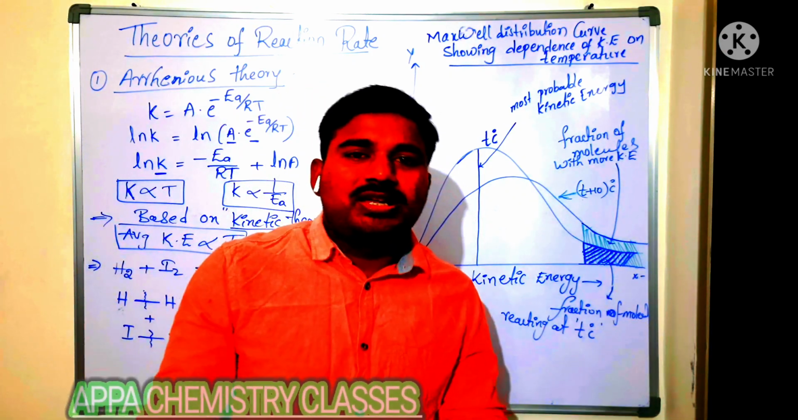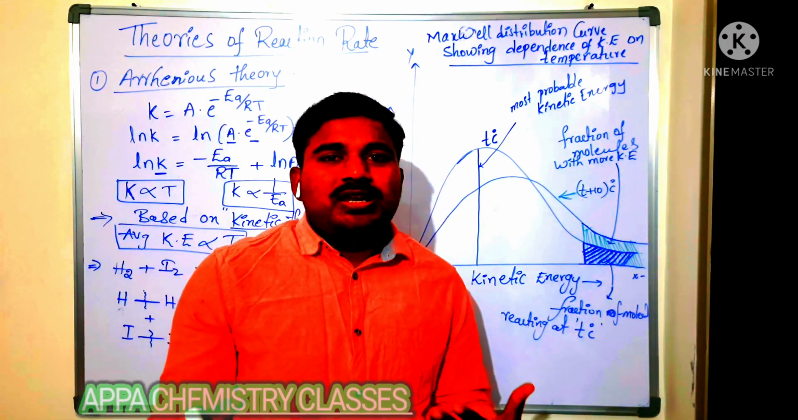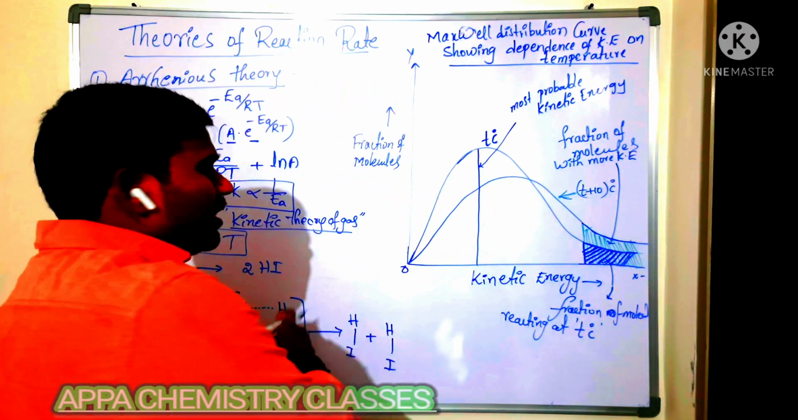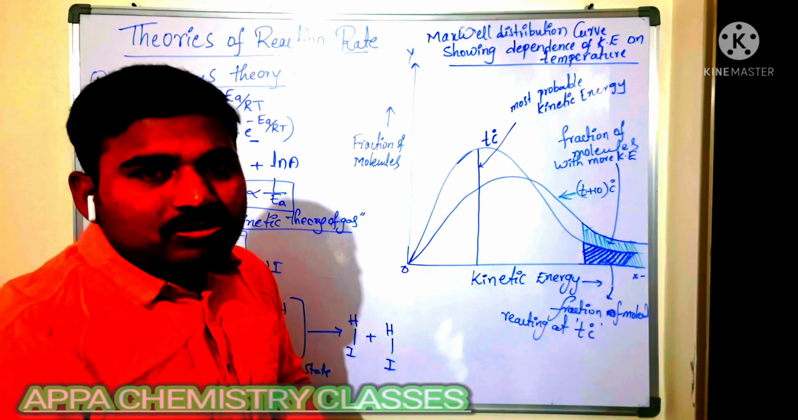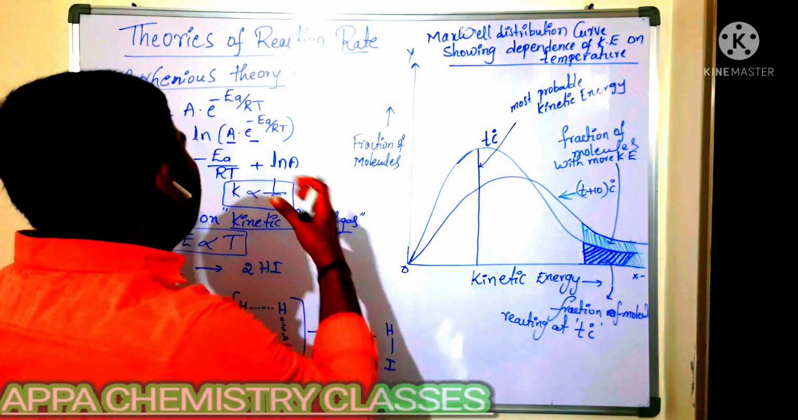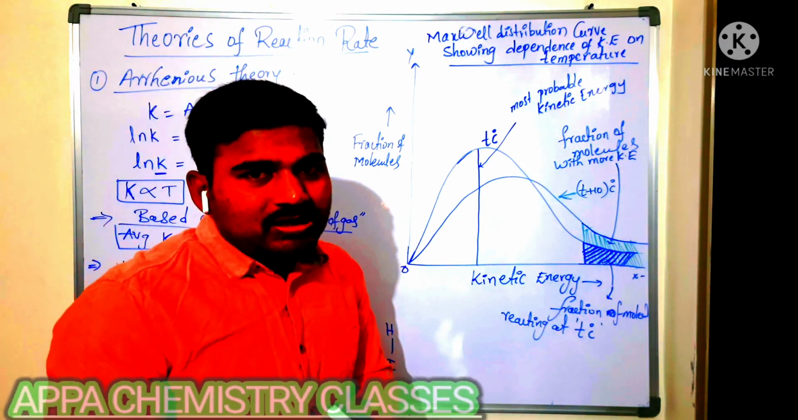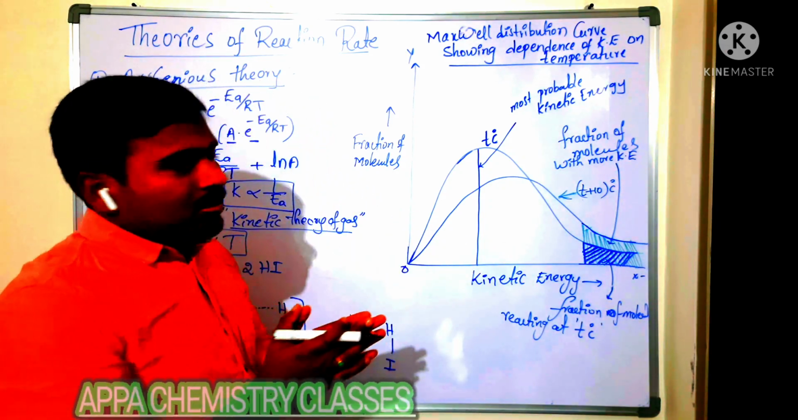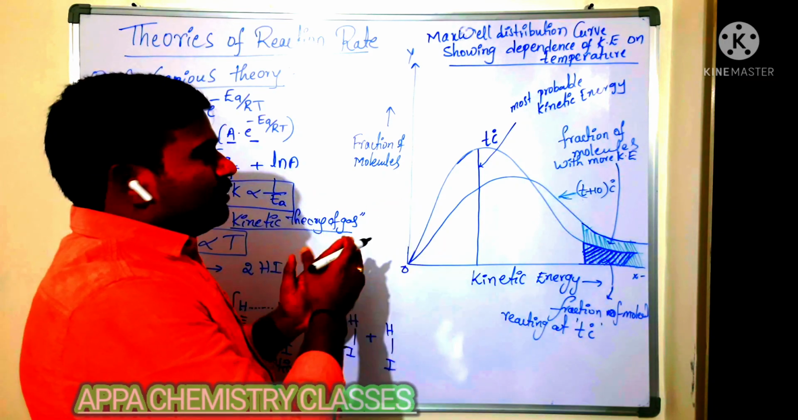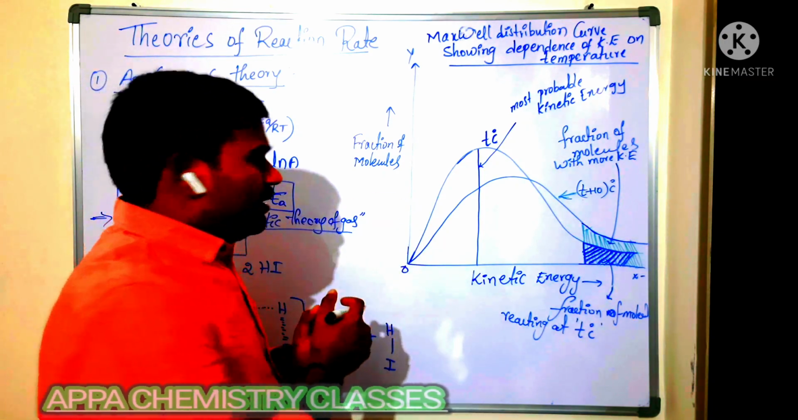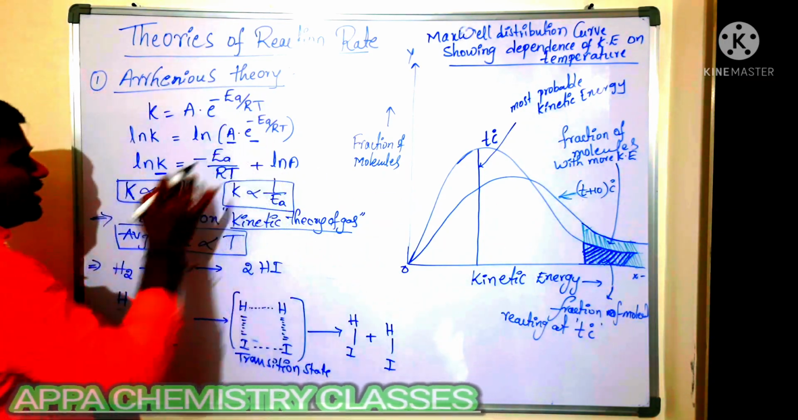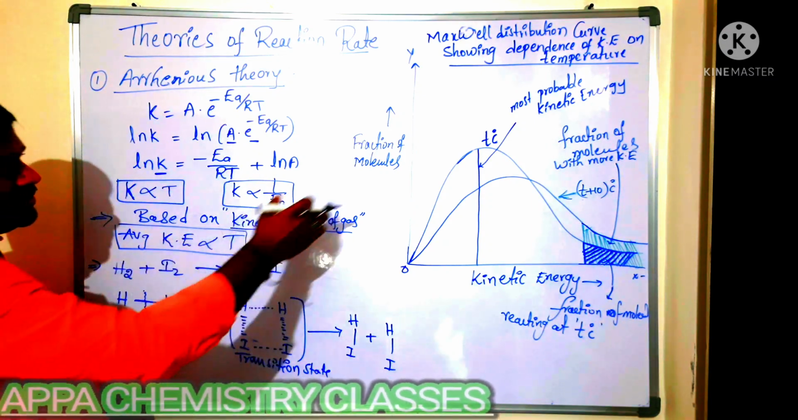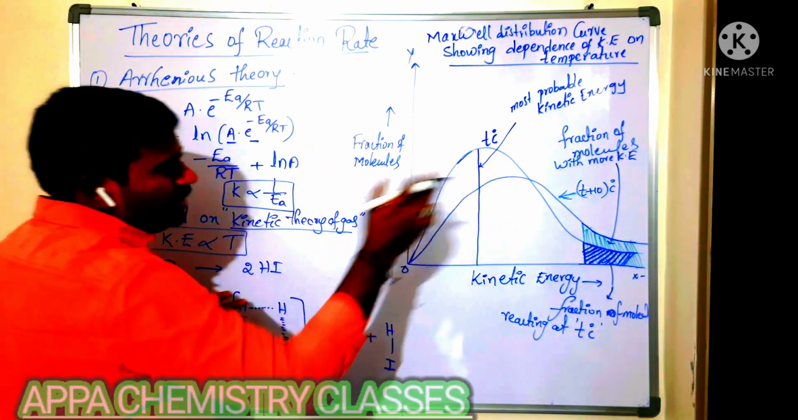Number of collisions increases. Whenever the collisions are increased, then what happens? The transition state will be converted to what? Product. So that was explained by what? Arrhenius theory. This is a simple theory. So how he explained it: the rate depends on the temperature, as well as activation energy, and also the fraction of molecules.